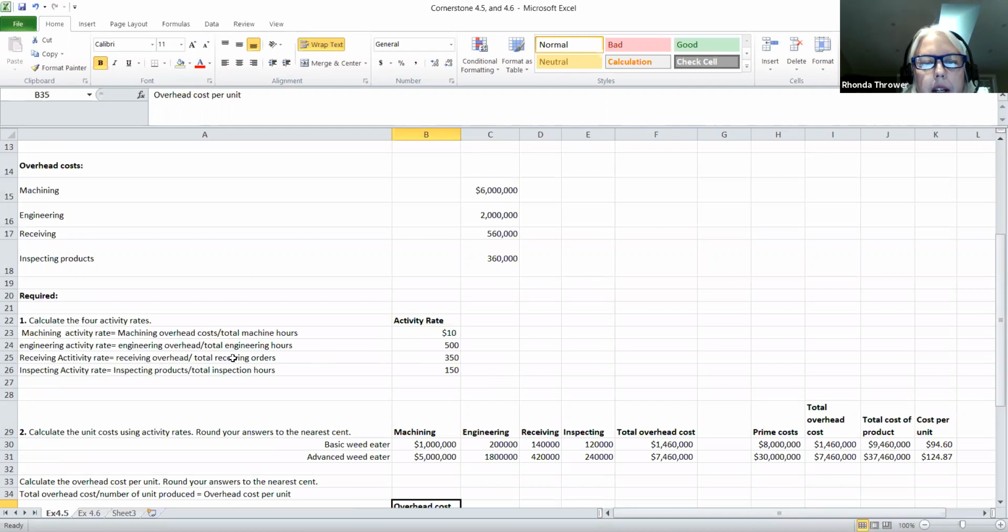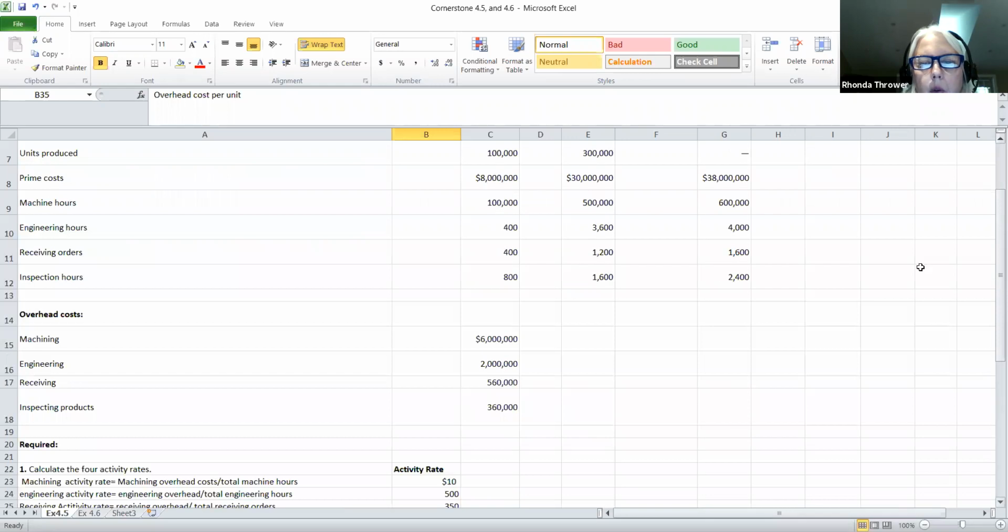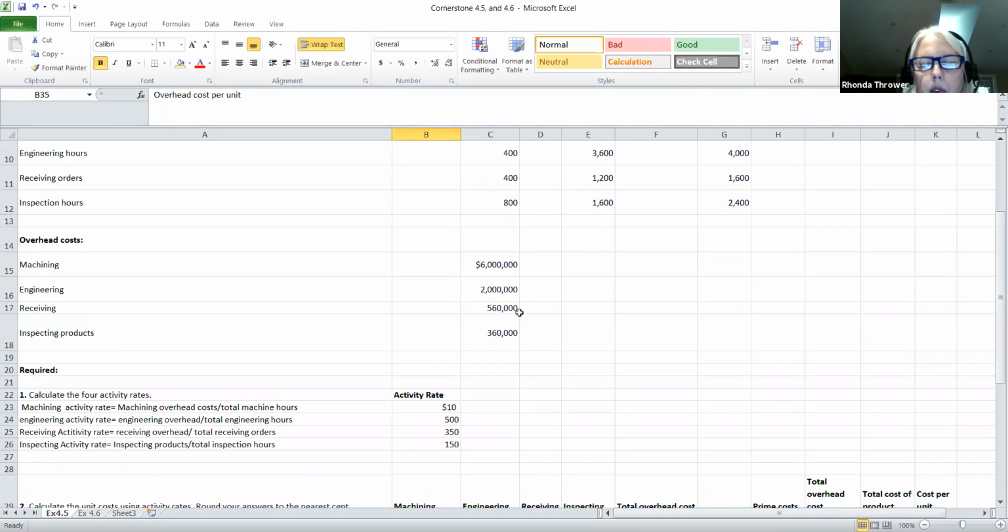For the receiving activity, $560,000 is the total cost of the receiving, but we're going to divide that by the receiving orders. The total amount of the receiving orders was 1,600. So 560,000 divided by 1,600 would give you $350 as the activity rate.